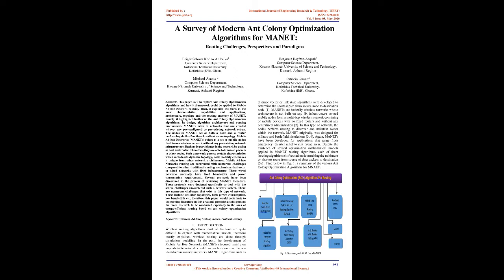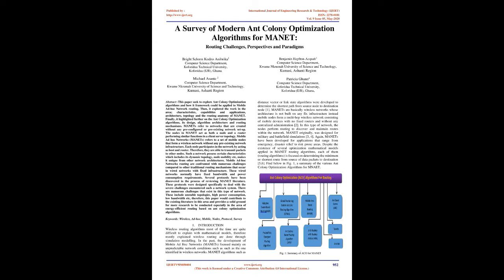to destination node 1. MANETs are basically wireless networks whose architecture is not built on any fixed infrastructure. Instead, mobile nodes form a multi-hop wireless network consisting of mobile devices with no fixed routers and without any centralized administration too. In this type of network, the nodes perform routing to discover and maintain routes within the network. MANET originally was designed for military and battlefield simulations 3, 4. Again, MANETs have been developed for applications that range from emergency, disaster relief to risk-prone areas.